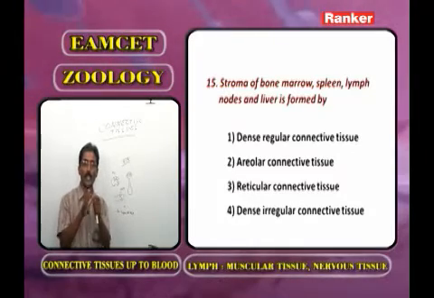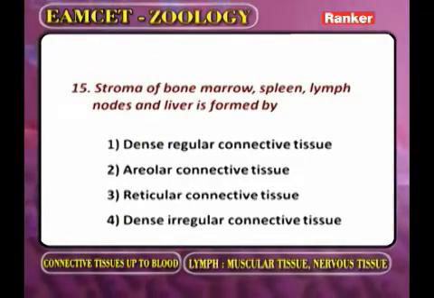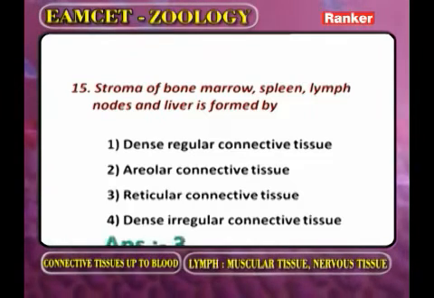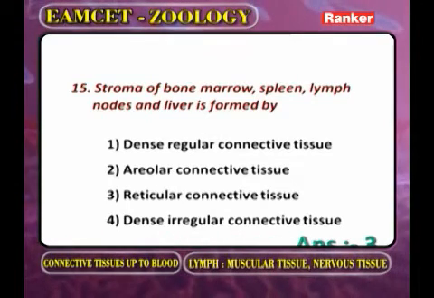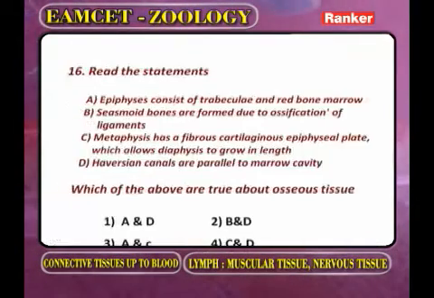Now you have to identify the correct answer for this question. What is the correct answer? It is the reticular connective tissue. The stroma of bone marrow, spleen, lymph nodes and liver is formed by reticular connective tissue. Now we go for the next question.